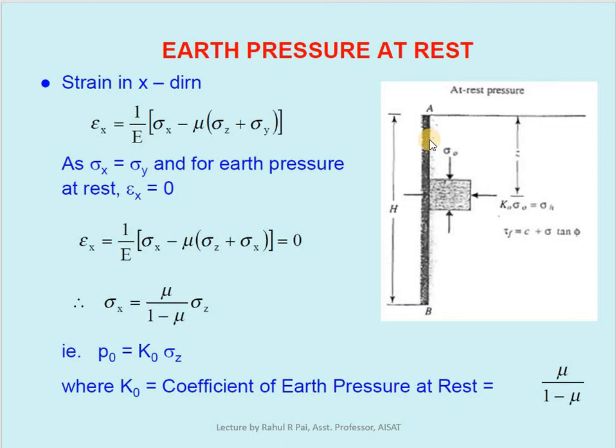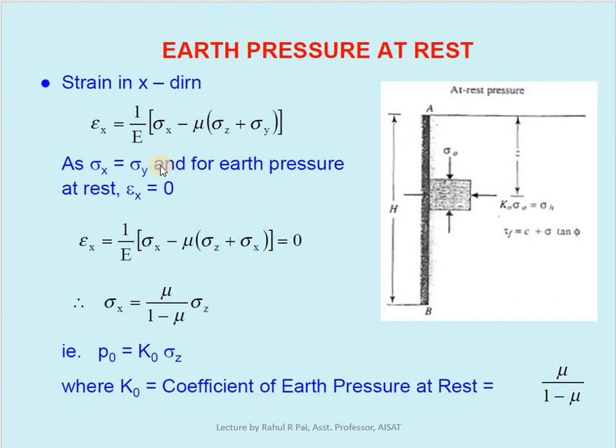So the strain in the x direction, you can get it as epsilon x is equal to 1 by E into sigma x minus mu into sigma z plus sigma y. You have already studied these strains and stresses in the mechanics of solids. Here, as the wall is at rest, or the pressure is at rest condition, that means there is no change in the sigma x and sigma y. Both sigma x and sigma y will be equal for at rest condition, and as a result there won't be any strain. So this epsilon x will be 0.